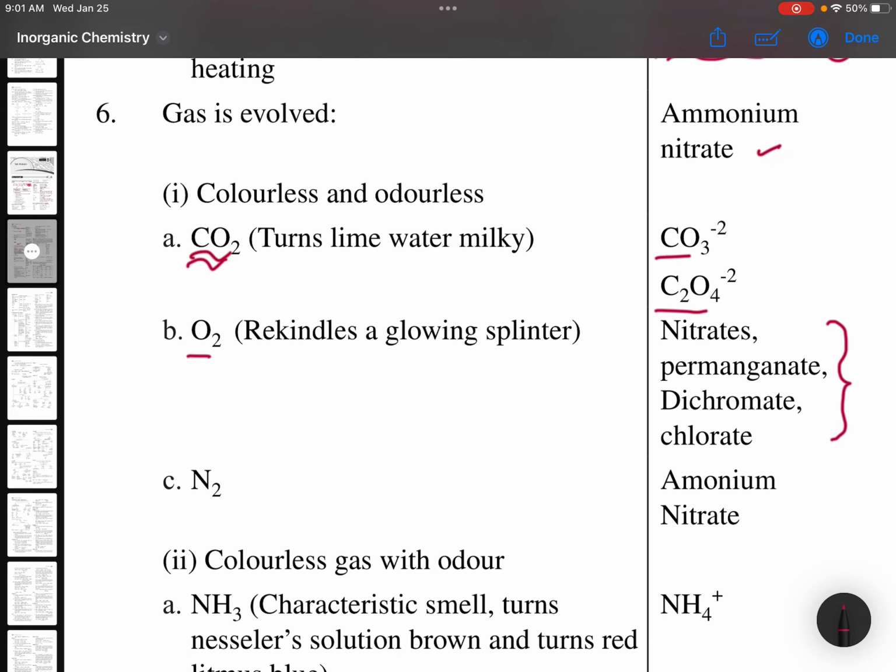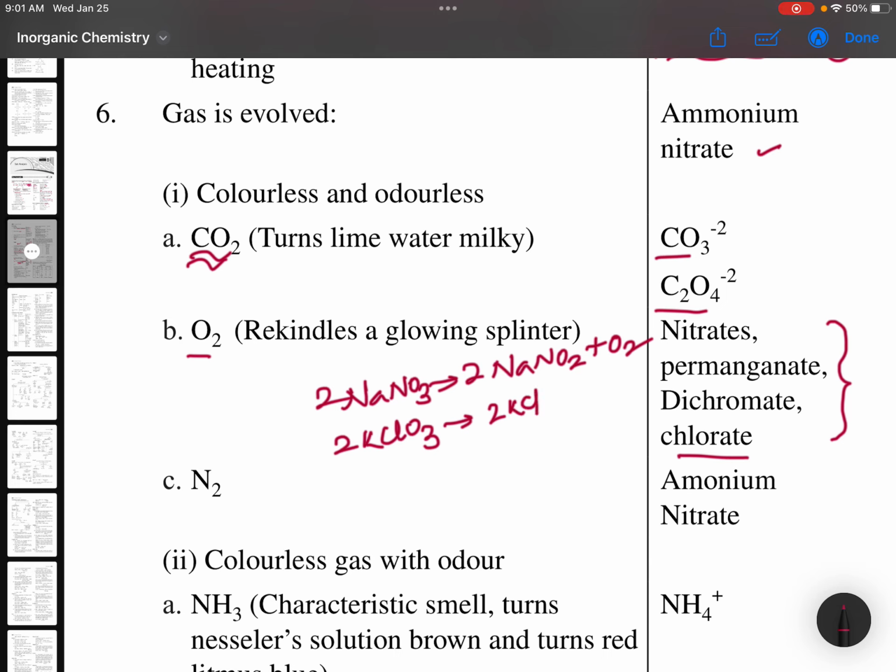I think you remember the equation of the first group. NaNO3 on heating gives NaNO2 plus O2. Chlorate salts: 2 KClO3 gives rise to 2 KCl plus 3 O2. Yes, the same thing you are doing in the lab practically. Nitrogen gas, if it is coming, is from ammonium nitrate.